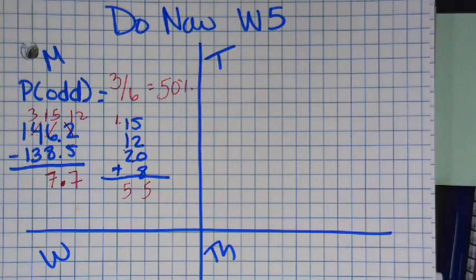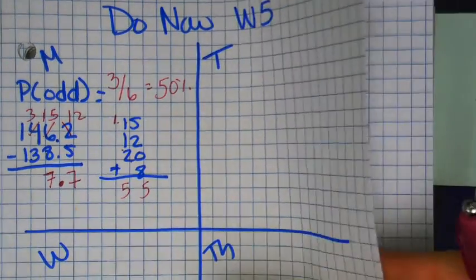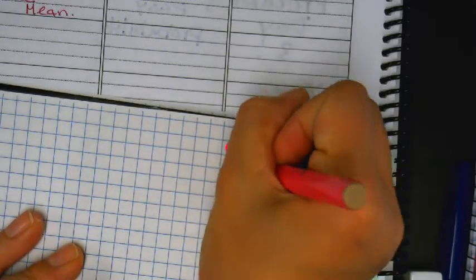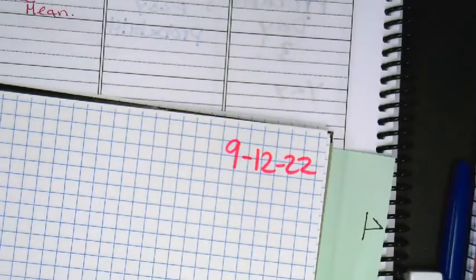All right, so today's date is 9/12, Monday. So we're going to write today's date, 9-12-22.